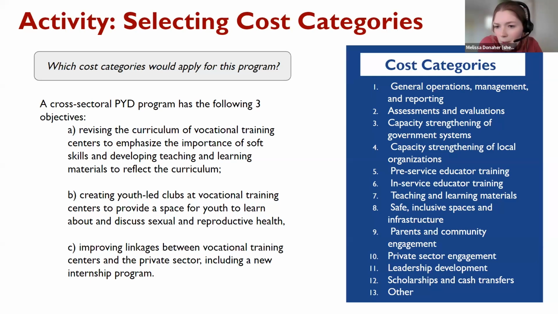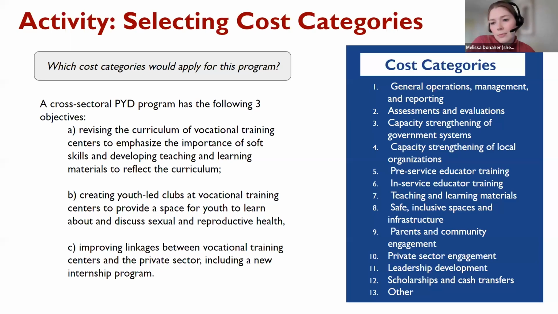Yeah, I see some people are writing 4, 7, 8, 9, 3. Okay, we've got a couple examples here. So 4, I see capacity strengthening of local organizations. So can someone share maybe why you thought 4 might apply in this context?